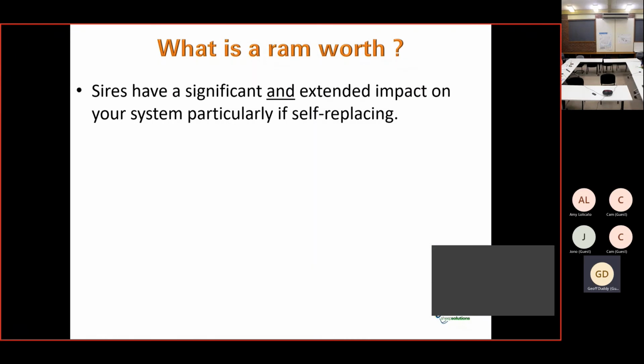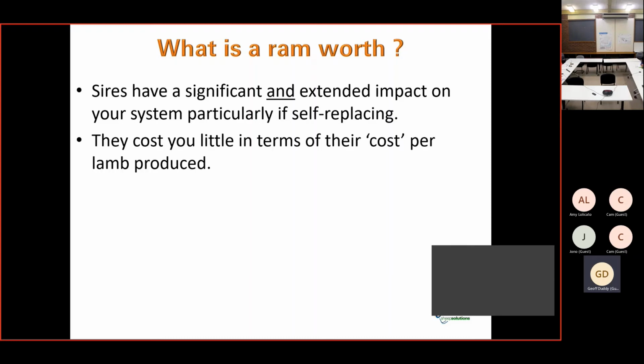Okay, so what's a ram worth? I know it hurts at the moment. I don't know what the ceiling's going to be. It's very high and really high, or most sales are actually selling out. So there's such an interest in getting back into our sheep industry. It's fantastic. But sires have a significant and extended impact on your system, particularly if you're self-replacing like a merino system. But really they cost you little in terms of their cost per lamb produced.